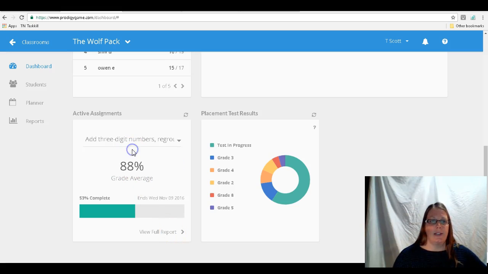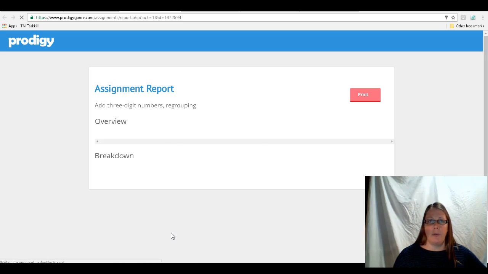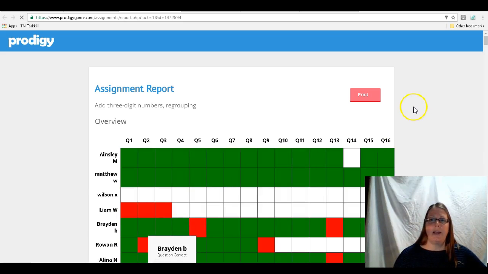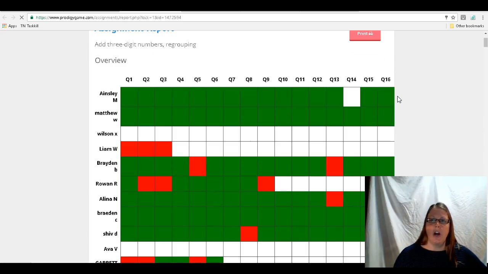So for instance, if I'm going to look up add 3-digit numbers with regrouping, I can click on view full report, and what pops up is a chart that shows me all of my students on this side here, and then all the questions across the top. The green color indicates that they got the question correct, the red color indicates that they got it incorrect, and of course the white color indicates to me that they haven't even done the question.